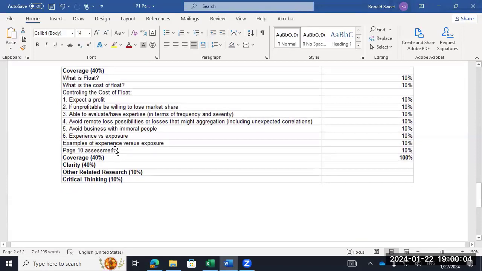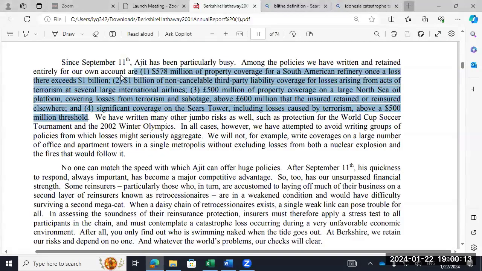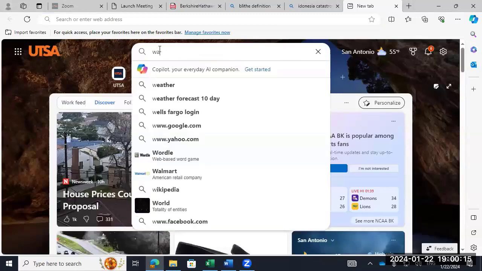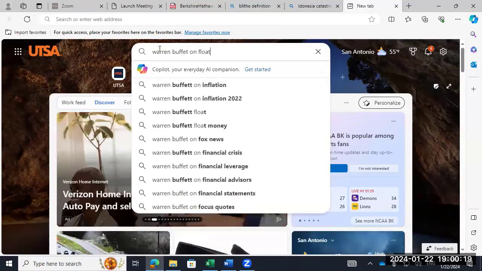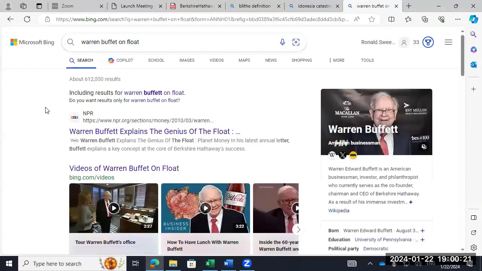Page 10 assessment, those first 2 paragraphs. All right. Other related research. So let me just show y'all what kind of things I would do. I would start with Warren Buffett on float and try to find something recent.